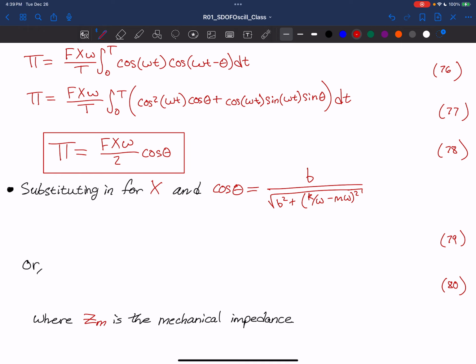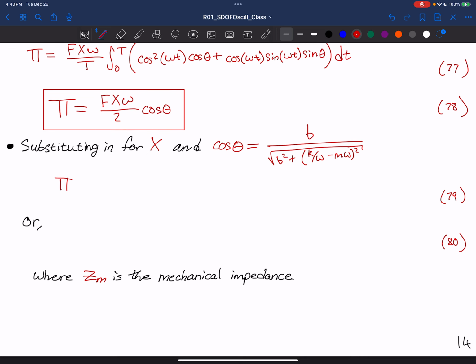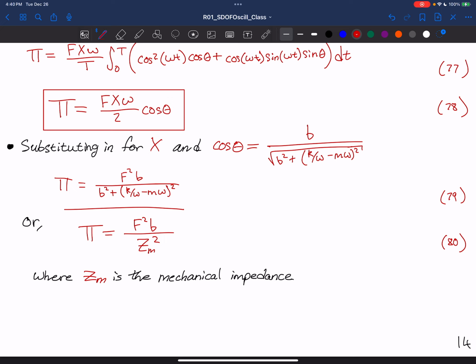We substitute these in. What we'll end up finding is that the average power, big pi, is equal to big F squared times b divided by the quantity, in fact let's do the denominator first: b squared plus k divided by omega minus m omega, this quantity squared. And in the numerator, we have big F squared times b. What this ends up being is that big pi, the average power in steady state, is equal to the applied forcing amplitude squared times the damping coefficient b divided by the mechanical impedance squared. So again, if we know the mechanical impedance at any frequency, then we can determine what the average power will be supplied by a harmonic force at that frequency.